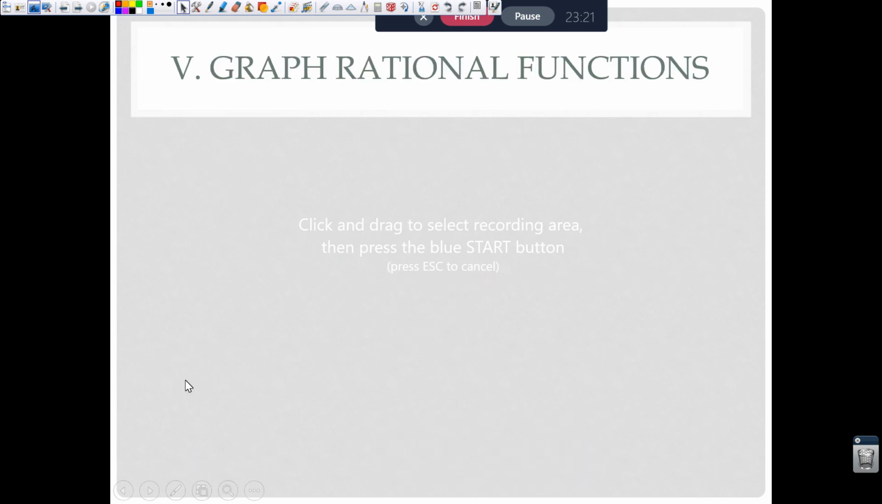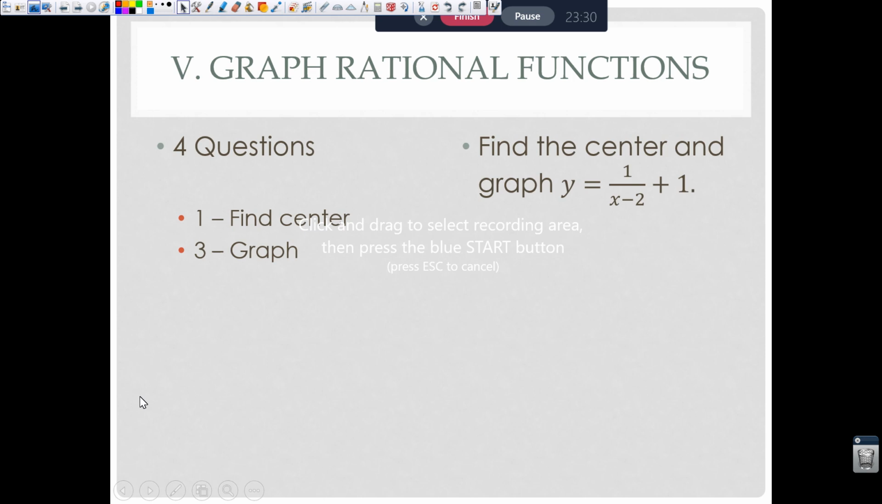Okay, graphing rational functions. So there's going to be 4 questions on graphing rational functions, 1 in which you're finding the center and 3 in which you're graphing. To find the center and graph, the center is always going to be your h, the opposite sign, and your k. So in this case, my center is going to be 2, 1.